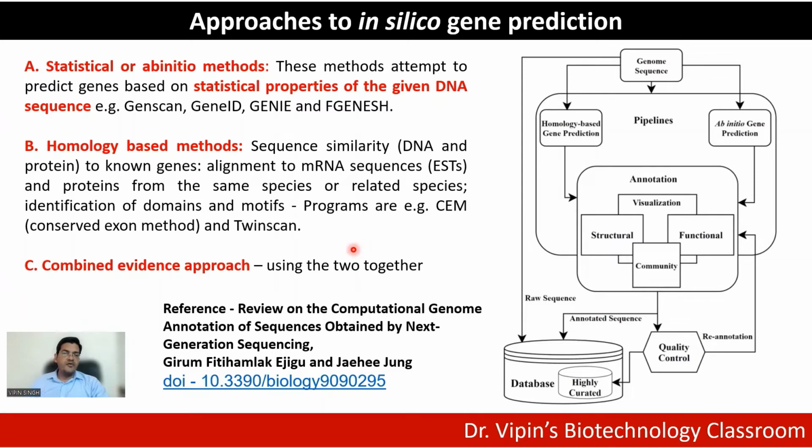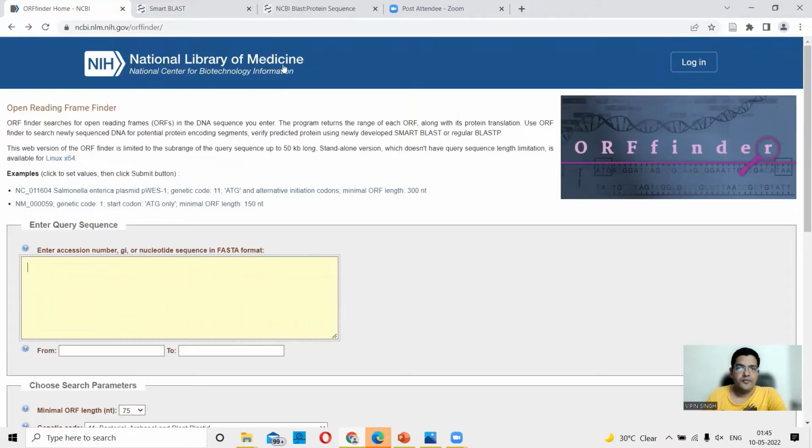This is what is known as the combined evidence approach, and the current open reading frame finder at NCBI allows you to first do an in silico or ab initio prediction of open reading frames, and then also allows you to do a homology-based confirmation of the sequences that are predicted as open reading frames of potential protein coding regions. So the ORF Finder combines both statistical or ab initio and homology-based methods, and also allows you to confirm whether a prediction is true or not. So this is your ORF Finder, ncbi.nlm.nih.gov/ORFfinder/, that's the URL, and ORF Finder searches for open reading frames in the DNA sequence you enter. The program returns the range of each ORF along with its protein translation.